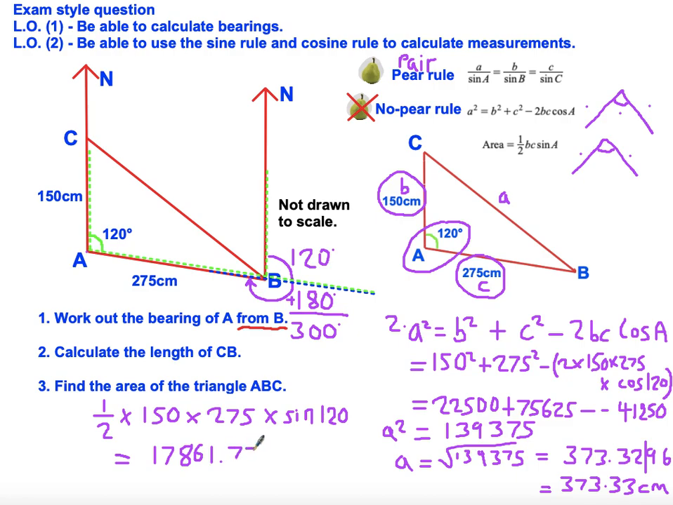17,861.7739. I'm always in the habit of writing down a few extra decimal places before I round it, and then if the question asks me to round to 2 decimal places, I can demonstrate what I'm doing just to make sure that I don't drop any marks. So it's going to be 17,861.77 to 2 decimal places. Don't forget your units, it's going to be centimetres squared.